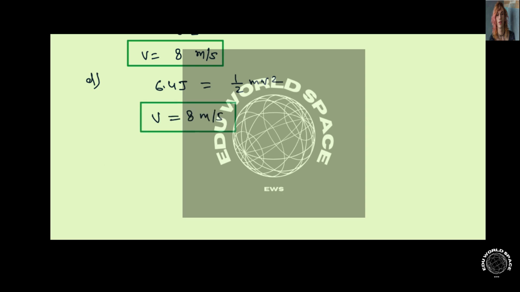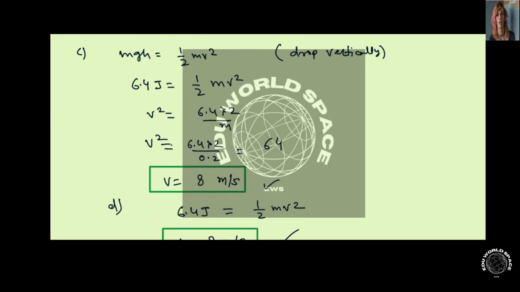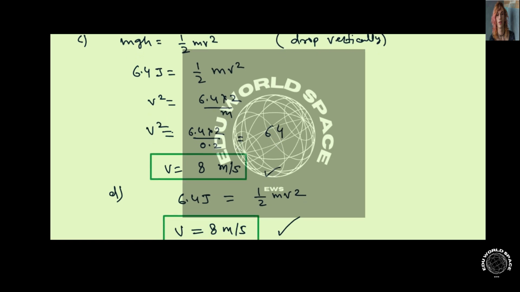So this implies that whether we drop the box vertically or slide it along the incline, the final velocity will be the same. And in parts A and B, we conclude that when we put the block directly and vertically on the top, or slide it up the inclination, the work done will be the same.